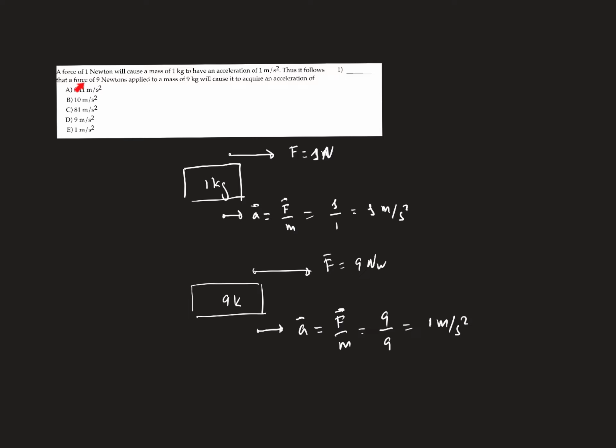Thus, it follows that a force of 9 newtons applied to a mass of 9 kilograms will cause it to acquire an acceleration. Now I have a force of 9 newtons applied to a body of 9 kilograms. The force produces acceleration, and the amount of acceleration is the force per unit of mass. 9 newtons divided by 9 kilograms. So the result will be acceleration equal to 1 meter per second squared. Do you agree?